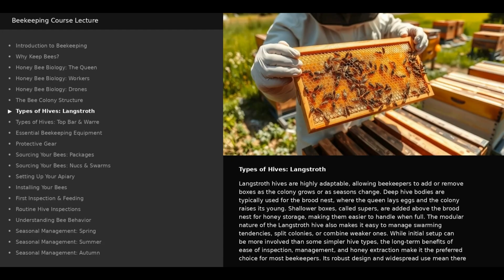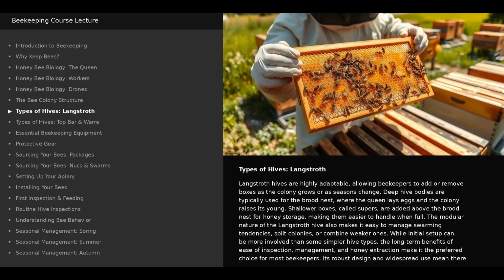Deep hive bodies are typically used for the brood nest, where the queen lays eggs and the colony raises its young. Shallower boxes, called supers, are added above the brood nest for honey storage, making them easier to handle when full. The modular nature of the Langstroth hive also makes it easy to manage swarming tendencies, split colonies, or combine weaker ones.